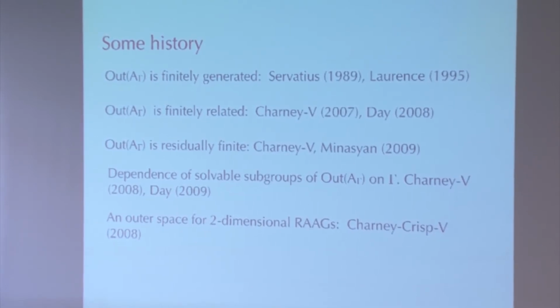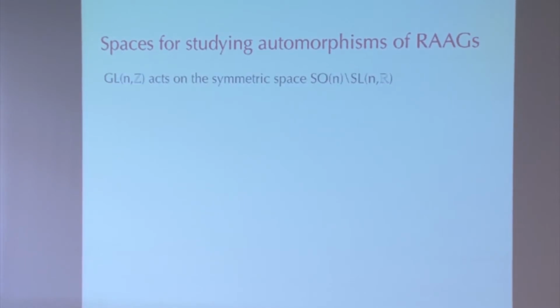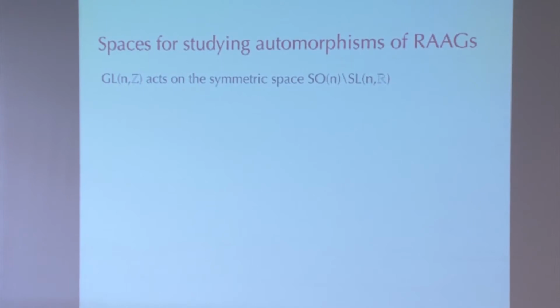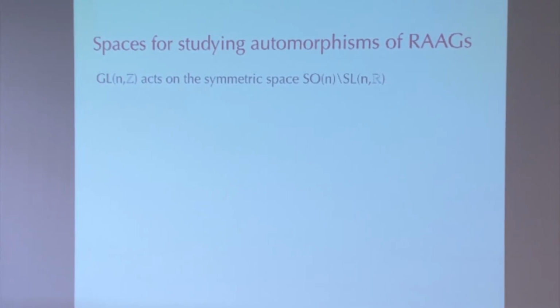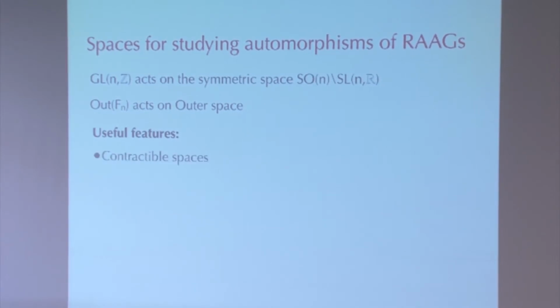So what this current push is about is to do something for all RAAGs. And it's something different than what we did then. So you want to study automorphisms. The two models for studying automorphism groups are our two classical groups: GL_n(Z), which acts on its symmetric space, and Out(F_n), which acts on a space called outer space. The useful features of these spaces is that they're contractible. The actions are proper. So in particular, if you're interested in invariants like homology and cohomology, you can compute them by computing the cohomology of the quotient spaces.